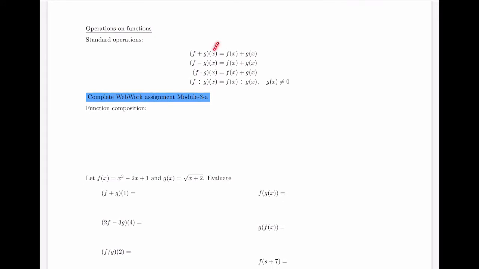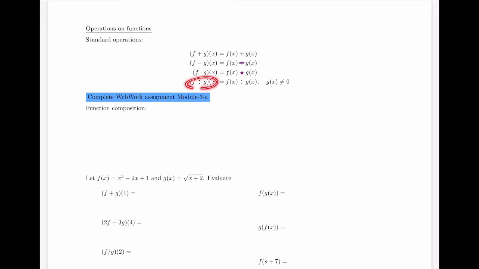So if you have an input x and you want to apply a function f plus g to it, it's the same as first applying the function f, then applying the function g, and adding the two outputs together. With a difference, it's going to work the same way, except we're going to be subtracting the functions. If you want to multiply two functions together, it's the same as first applying them and then multiplying together the outputs.